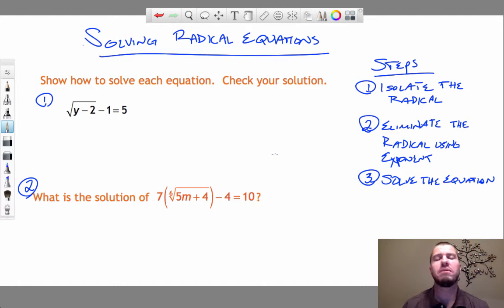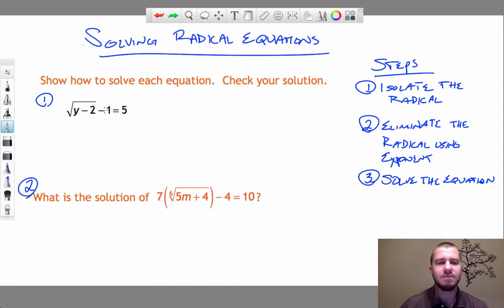Okay, so we did simplifying radical expressions, we did graphing radical functions. We're going to be solving radical equations. And a radical equation is where the variable is inside of the radical. So you have to find a way to get that variable out of the radical. And your first step is going to be isolate the radical. Get just the radical by itself on one side of the equation. So you got to get everything else that's not in the radical on the other side.